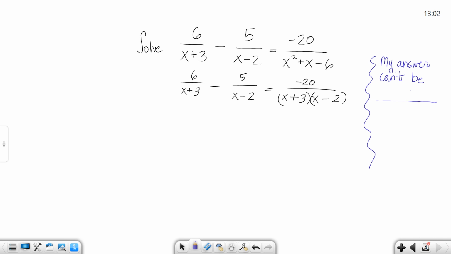The way that we find what our answer can't be is we find the domain of this expression and of this equation. To find this domain, we're going to take our denominators, x plus 3 and x minus 2, and set them equal to 0. So x would equal negative 3. That gives me 0 in the bottom, so I know that can't be my answer. And x equals 2 would also give me 0 in the bottom, so that can't be my answer. So for this problem, I have to exclude negative 3 and 2.